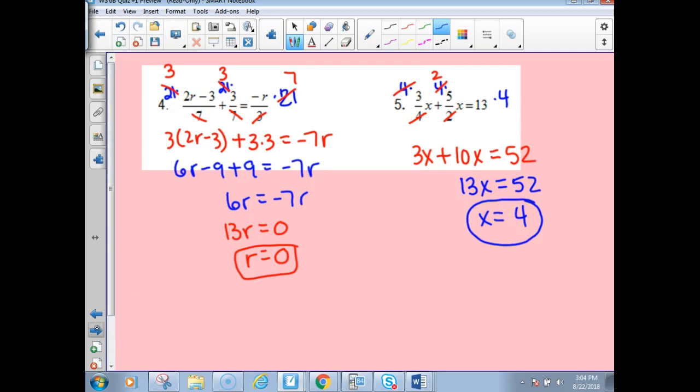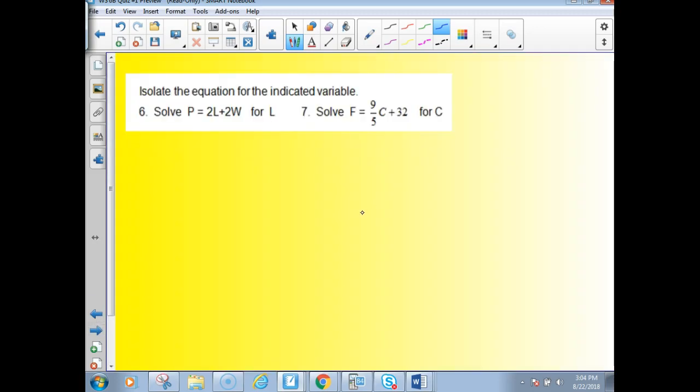Okay. Number 6 says isolate the equation for the indicated variable. We want to solve for L. 2 times L has 2w added on. So I'm going to get rid of 2w by subtraction. So that will give me P minus 2 times w equals 2 times L. Well, I need to get rid of the 2, so I'm going to divide both sides by 2.